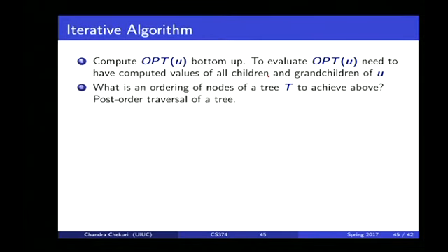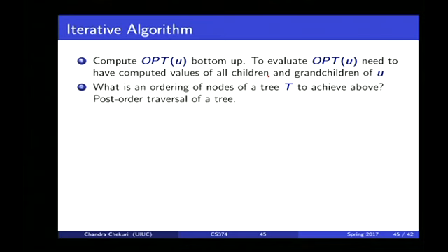The natural question is, how do we evaluate these problems? You should do it bottom up. If you want to make it iterative, you first evaluate the leaves, then you evaluate their parents, and keep going on. So what ordering of a tree gives you that? You want to evaluate a node only when all its children, all its descendants, are evaluated. Post-order traversal. So if you have a post-order traversal, then you can evaluate in that order.